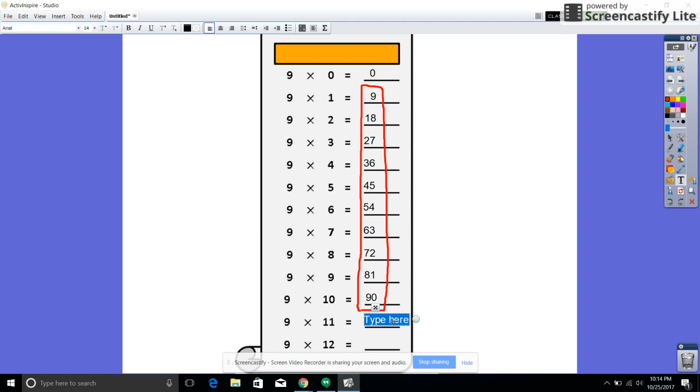So let's put down here as well 99. 9 times 11 is 99. And then 9 times 12 is 108. So again, we have different ways of getting to our answers, but this is just one way that may work for you. It may not. Either way, it's going to sharpen that skill of multiplying with factors of 9.